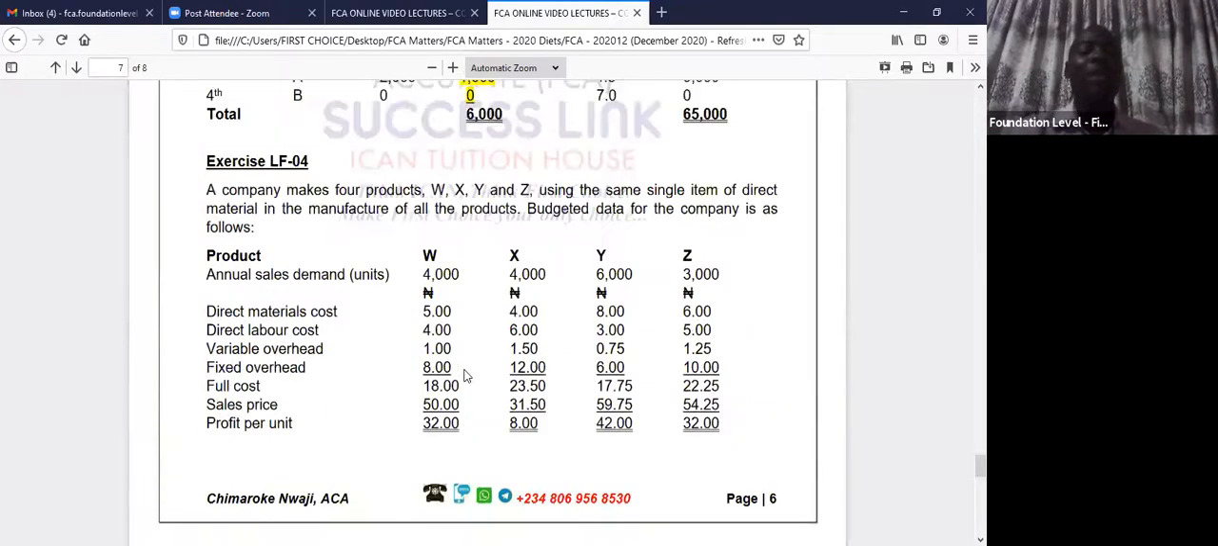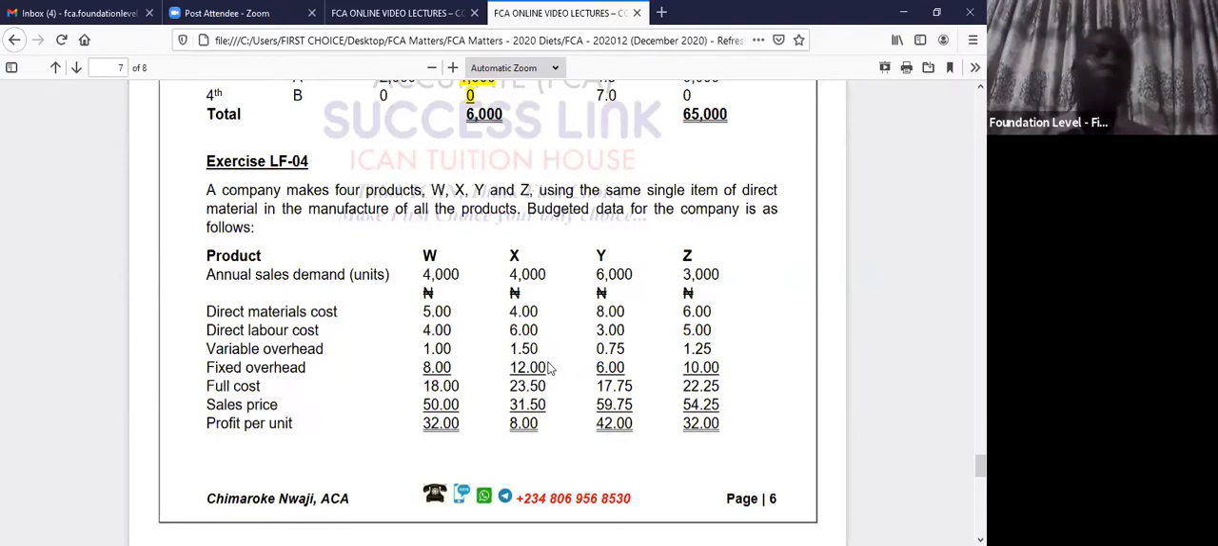So you have identified your contribution per unit, 40 naira for W. What is the limiting factor? The limiting factor for every one of them is material cost. So this 5 naira, this 4, this 8, and this 6 are all limiting factors per unit. It has been done for you. So what will you do next? You look for your contribution per unit of scarce resource. We said 40 naira, which is contribution, divided by the limiting factor, which is material, 5 naira. That's 8, so 8 naira per naira of direct materials. That's how you do it for W, X, Y, and Z.